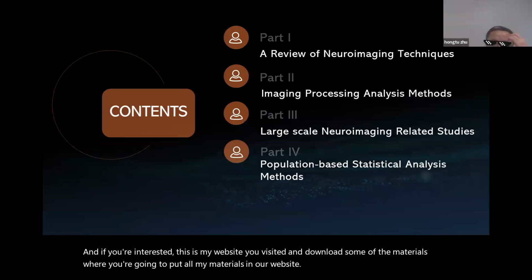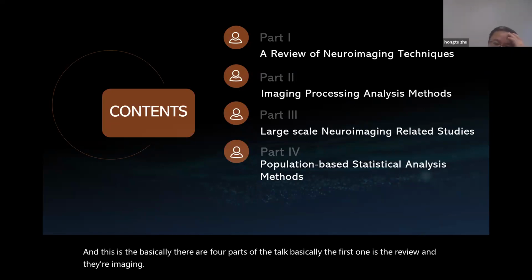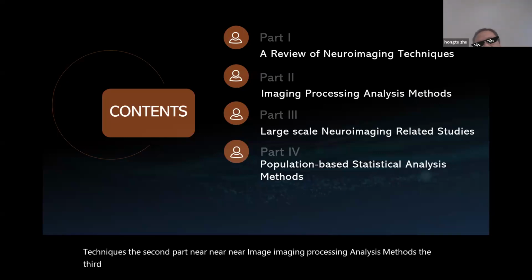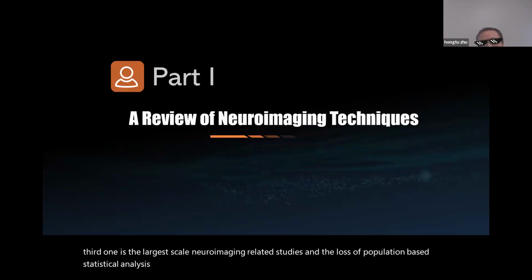There are four parts to the talk. The first one is a review of neuroimaging techniques. The second part is neuroimaging processing and analysis methods. The third one is large scale neuroimaging related studies. And the last one is population-based statistical analysis methods.